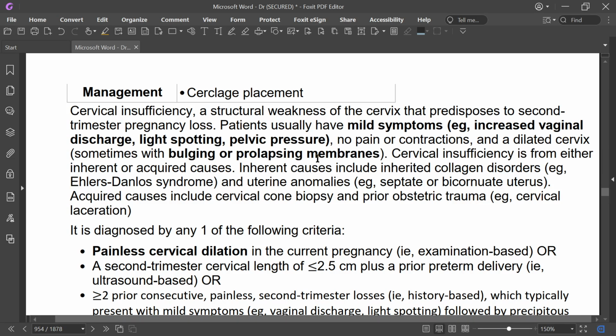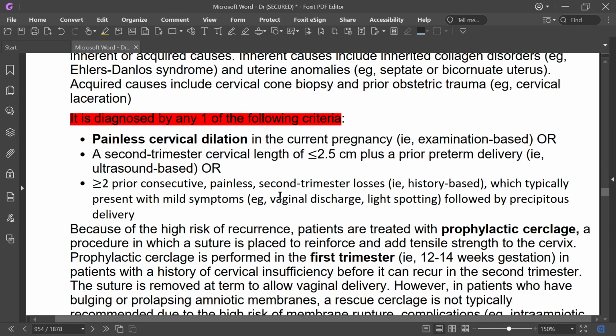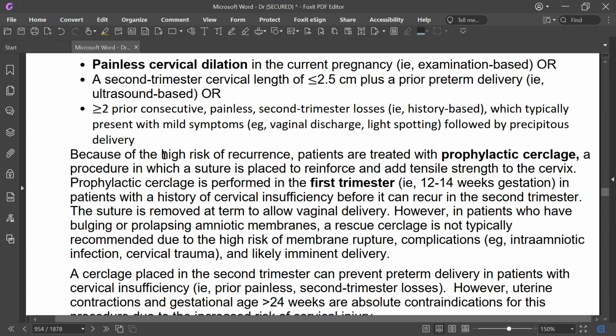It is diagnosed by one of the following criteria: painless cervical dilatation in the current pregnancy, which is examination based; or a second trimester cervical length less than 2.5 cm plus prior preterm delivery, which is ultrasound based; or two or more consecutive painless second trimester losses, which is history based. It typically presents with mild symptoms, vaginal drainage, light spotting followed by precipitous delivery.